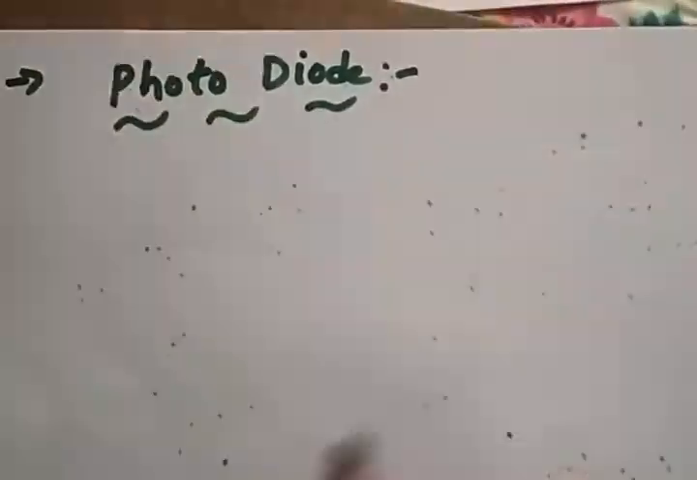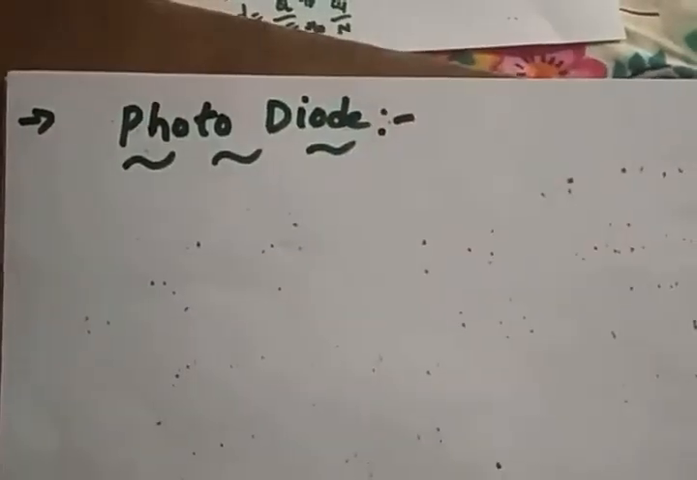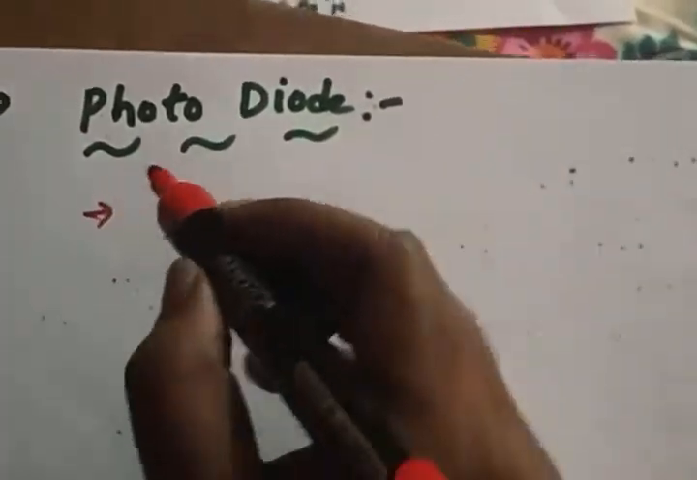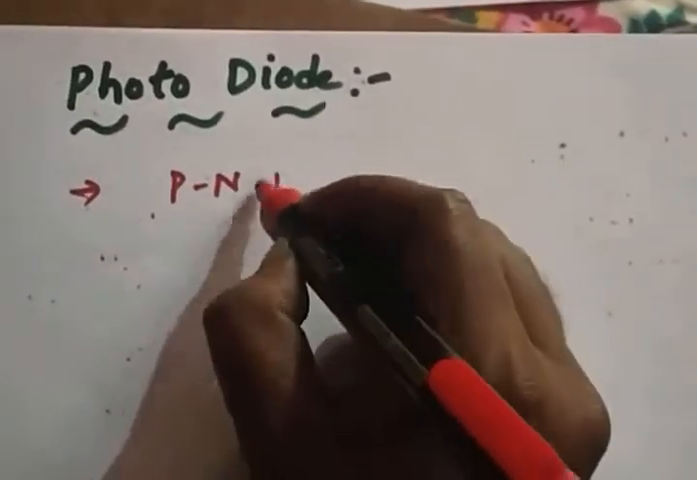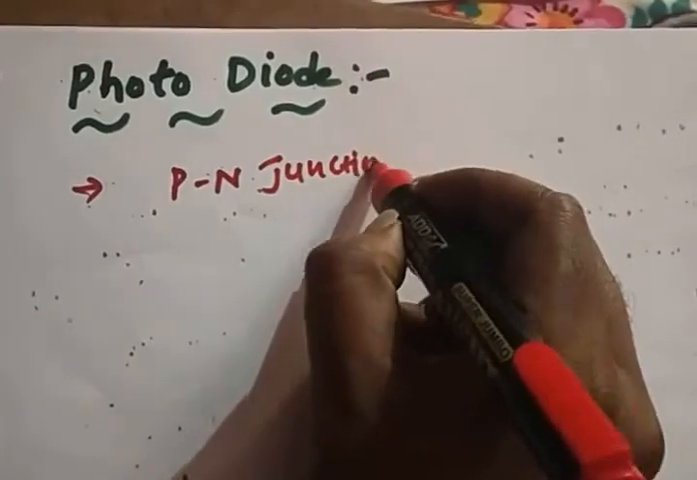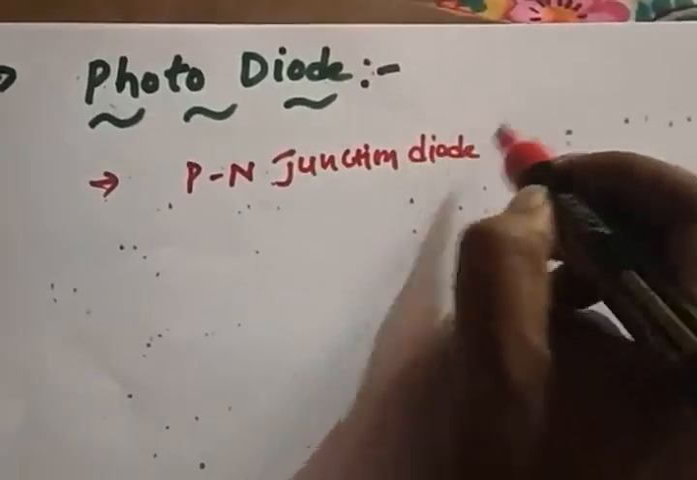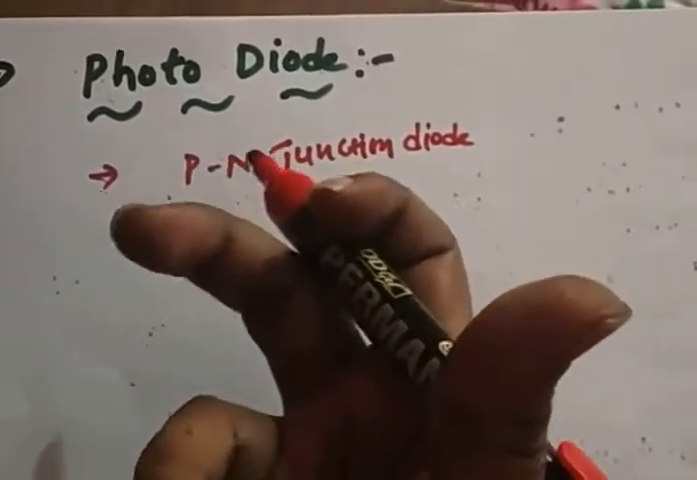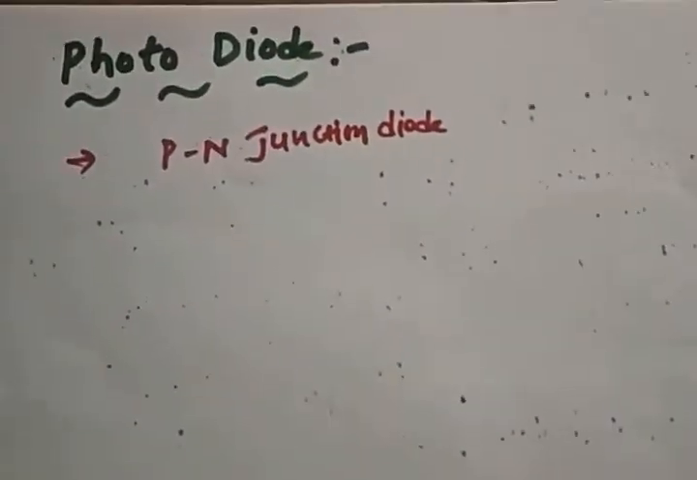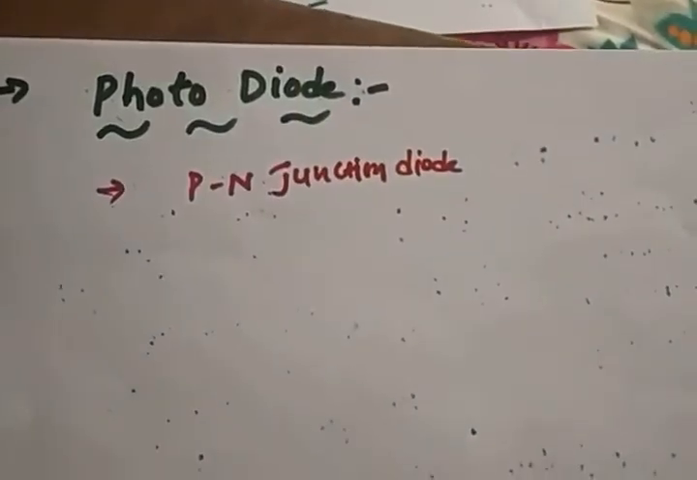What is a photodiode? It's nothing but a diode. Diode is nothing but a p-n junction diode. So we can use this p-n junction diode in different ways. One of the ways is the photodiode.